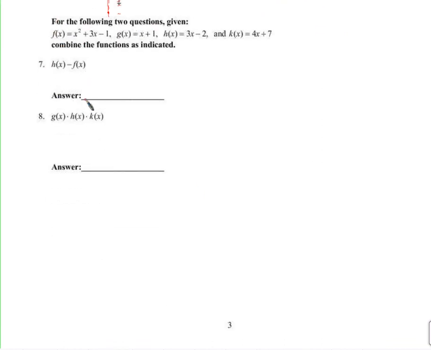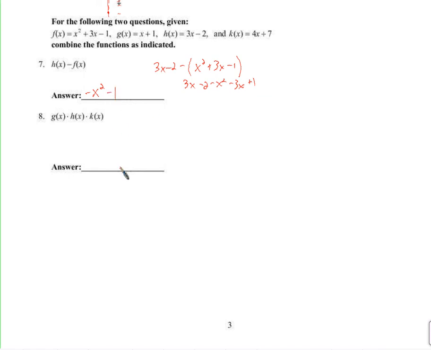So these are the functions. Let's combine the functions. We have h of x is 3x minus 2, minus f of x, which is x squared plus 3x minus 1. Make sure that minus goes to the whole function, right? Distribute that negative. So 3x minus 2 minus x squared minus 3x minus negative 1, just plus 1. So 3x minus 3x is 0. We got a negative x squared there. Negative 2 plus 1 is negative 1.